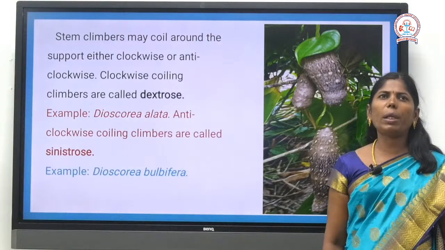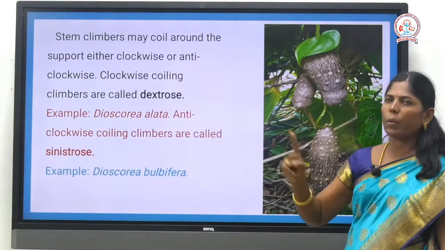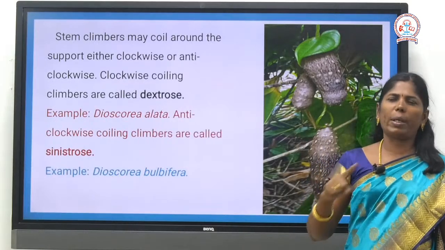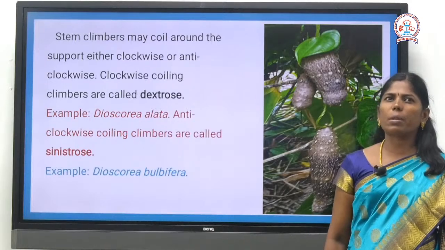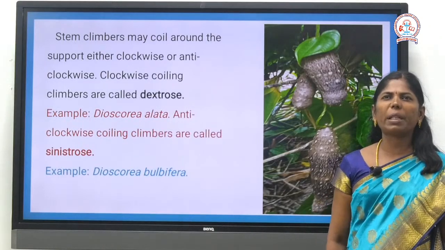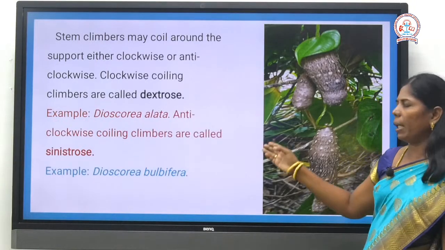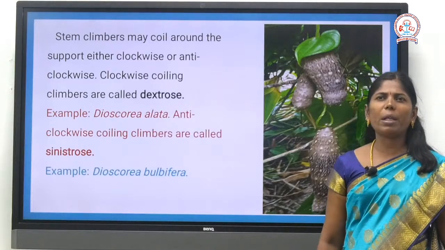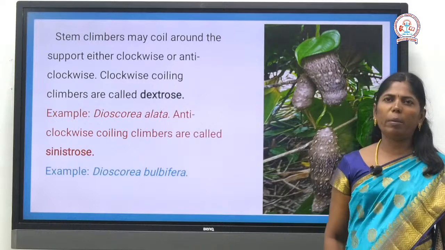Stem climbers may coil around the support either clockwise or anti-clockwise. Clockwise coiling climbers are dextrorse. Okay? So there is anti-clockwise and clockwise. What do we call the clockwise ones? They are called dextrorse. An example is Dioscorea, which we already saw in the morning. Dioscorea is an example for bulbils, which serve vegetative propagation.